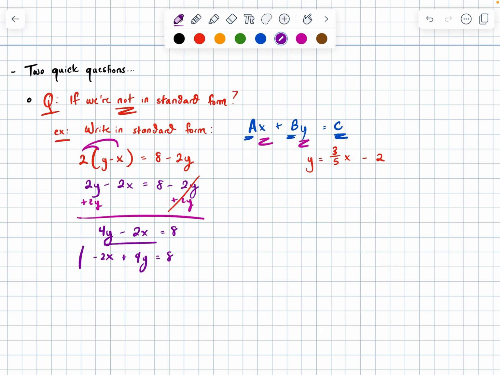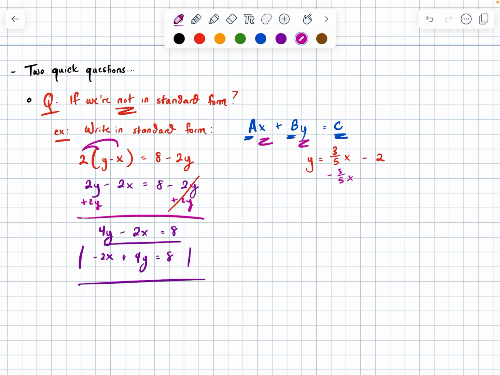Nice. Try it with the one on the right. y = 3/5 x - 2. I want to rewrite this in standard form. Give yourself a minute, pause the video, see how far you get. Go, go, go. Okay, y = 3/5 x - 2. So the minus 2 is okay, but the issue here is that I've got a 3/5 x on the right.